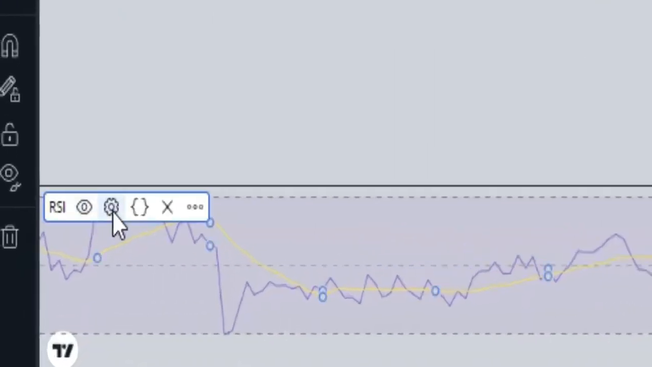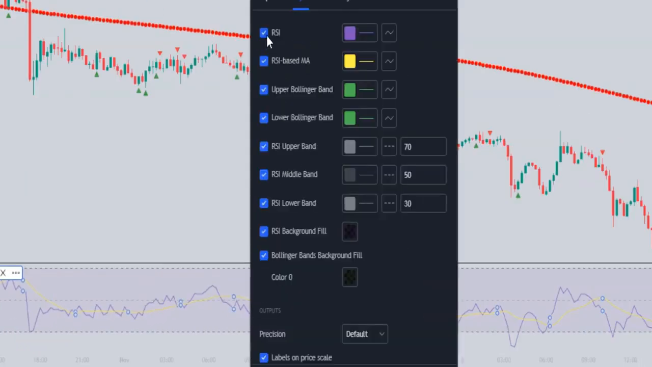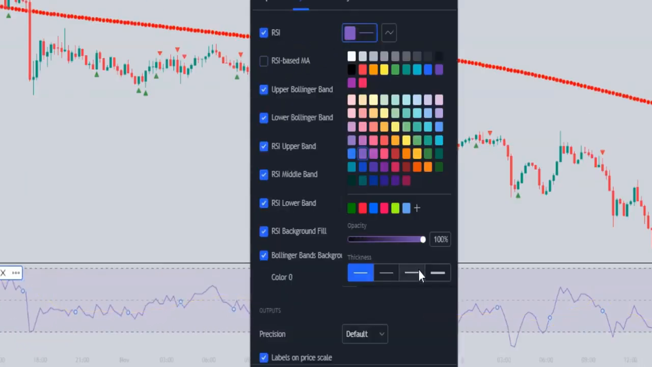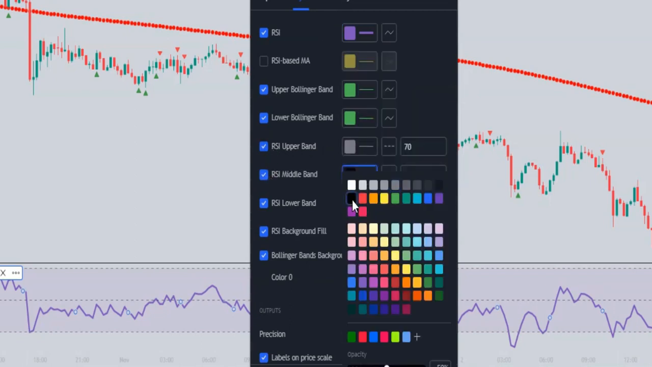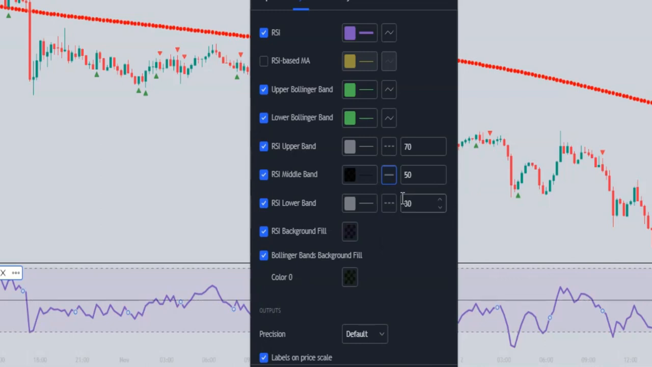Now let's access its settings and in the style section untick the RSI based MA and change the color of RSI middle band and the type of its line to a solid line, and then untick the RSI upper band, RSI lower band and RSI background fill. Alright then, that was our minor adjustments. Now you can click OK.